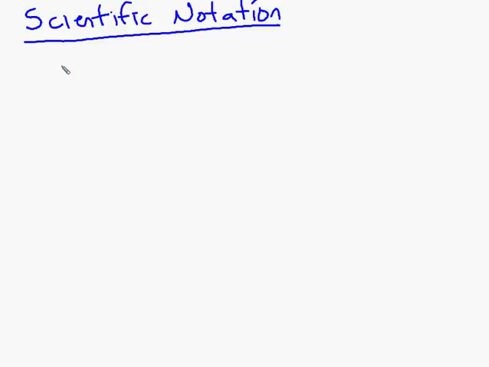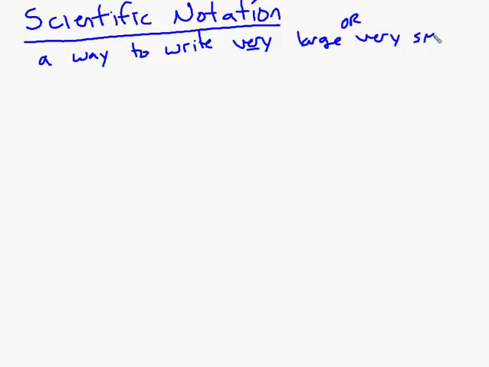So let's go ahead and define what scientific notation is. It is a way to write very large or very small numbers.